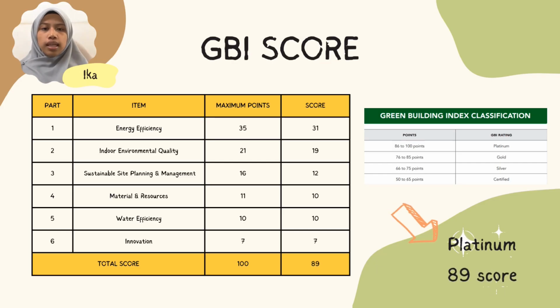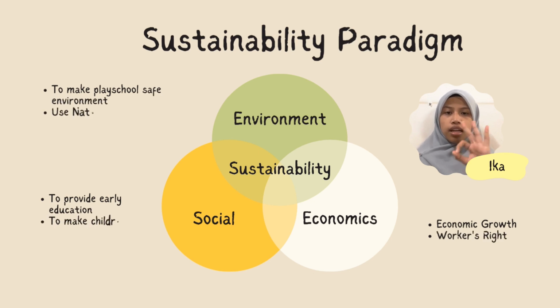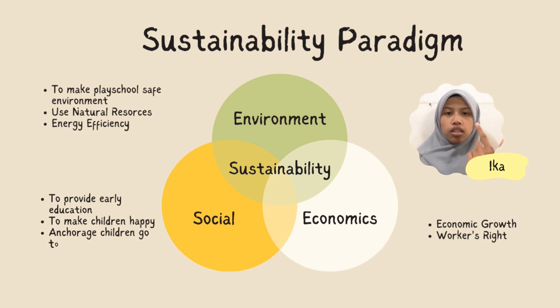So, with the design that we proposed for our preschool, we scored 89 marks out of 100 marks and we achieved platinum level. As I mentioned in the earlier presentation, sustainability has three elements which are environment, economy, and social. Based on the features that we implemented in this design, we have achieved the three elements in sustainability. First, environment, where our target is to make the preschool a safe environment for children. Therefore, with the use of materials mostly from natural resources, energy efficiency is one of our main concerns in our design to maximize energy efficiency in the preschool.